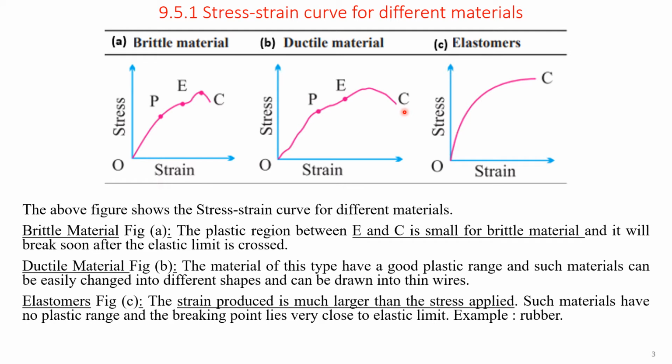The third type of materials are elastomers. For elastomers, the strain produced is much larger than the stress applied, and the graph is shown in figure C. Such materials have no plastic region range and the break point lies very close to the elastic limit. Example, rubber.